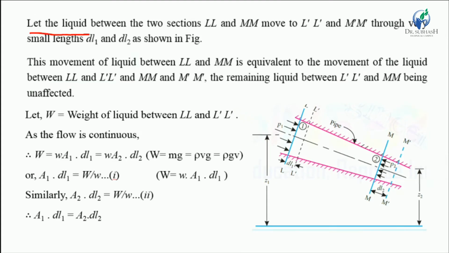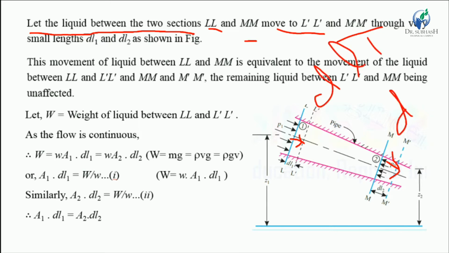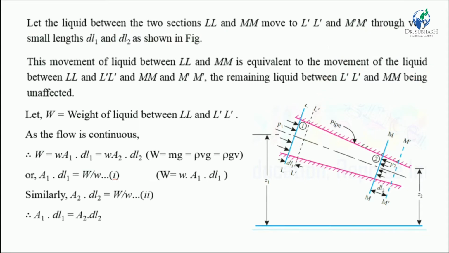Now the liquid between the two sections LL and MM moves to LL dash and MM dash, that is, LL to LL dash and MM to MM dash, through very small lengths dL1 and dL2. Okay. Now the movement of liquid from L to LL dash and M to MM dash are equivalent. So the weights of liquid between the two sections L and LL dash, and M and MM dash, are equivalent. Okay. So now consider only the L side.